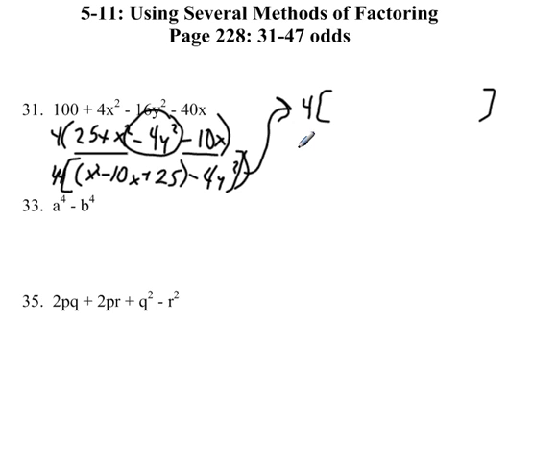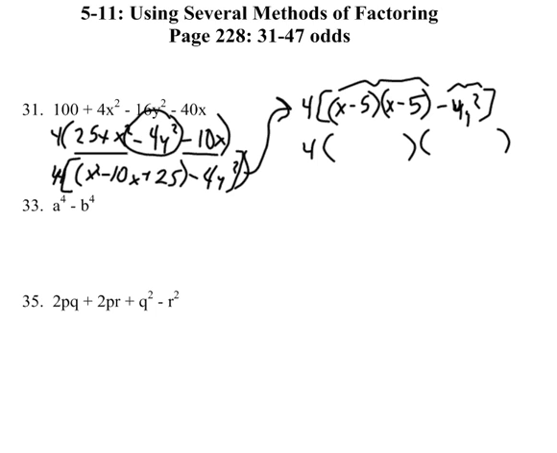I'm going to factor the x squared minus 10x plus 25 into two binomials. So that's going to be x and x, and it's both going to be minus 5. And for now, I'm just going to leave the minus 4y squared the way it is. This sets up a difference of two squares. This is a square, and this is a square. One will be plus, one will be minus, with a 4 out in front.